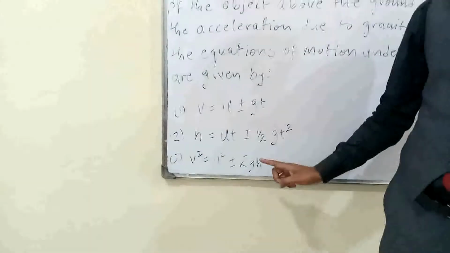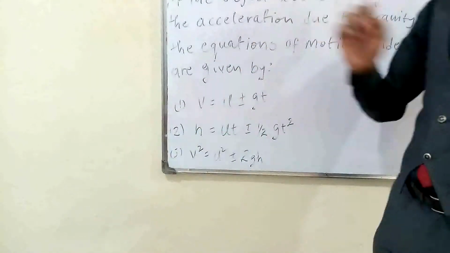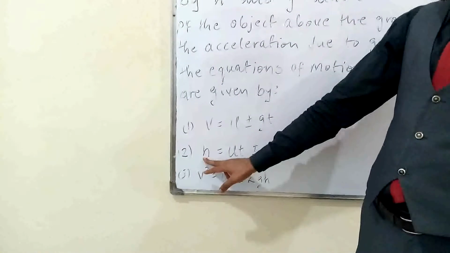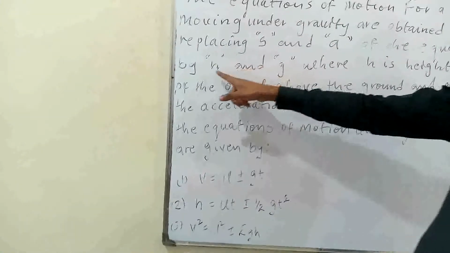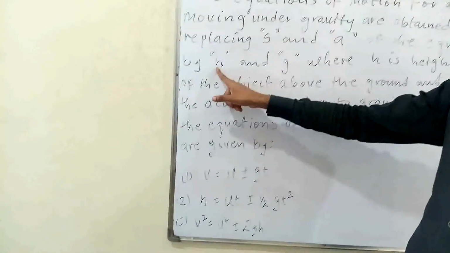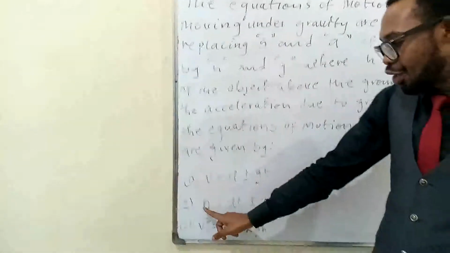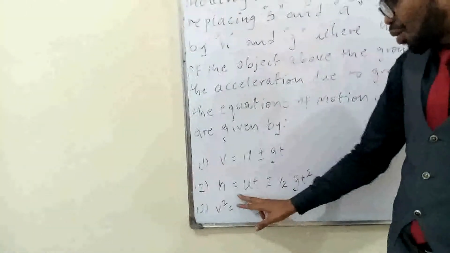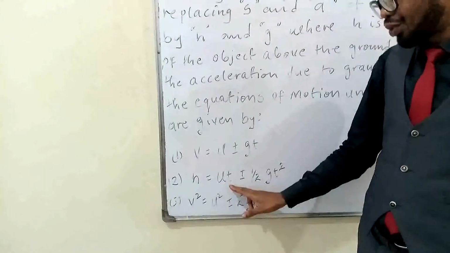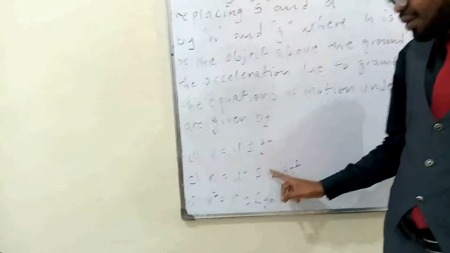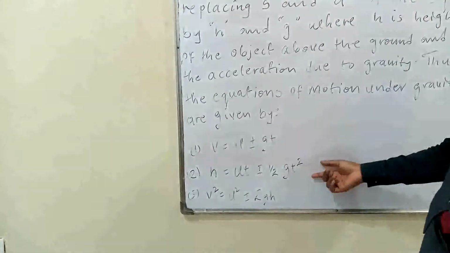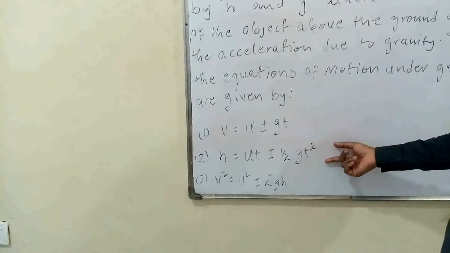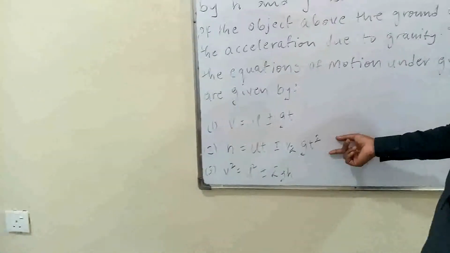The second equation of motion under gravity, don't forget, the previous equation of motion had S. I've told you that wherever you see S, you replace it with H, which is height. So H, which is height, which is also the distance covered, is equal to UT plus or minus a half GT squared. That's the second equation of motion under gravity.